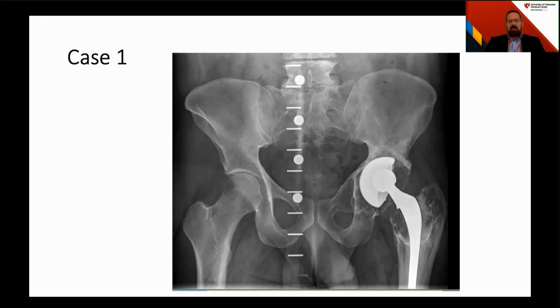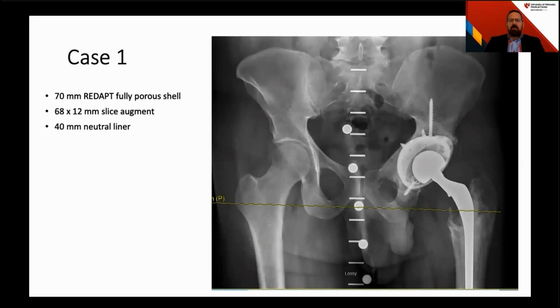utilizing the REDAP system. Now, I was prepared for a lot of different scenarios. I was certainly worried that we may end up with a discontinuity with this gentleman. And so I'll show what we were able to accomplish with the REDAP system. So I was able to use a 70 millimeter fully porous shell. I used a 68 by 12 millimeter slice augment. You can see posterior superior. And then I used a 40 millimeter neutral liner.